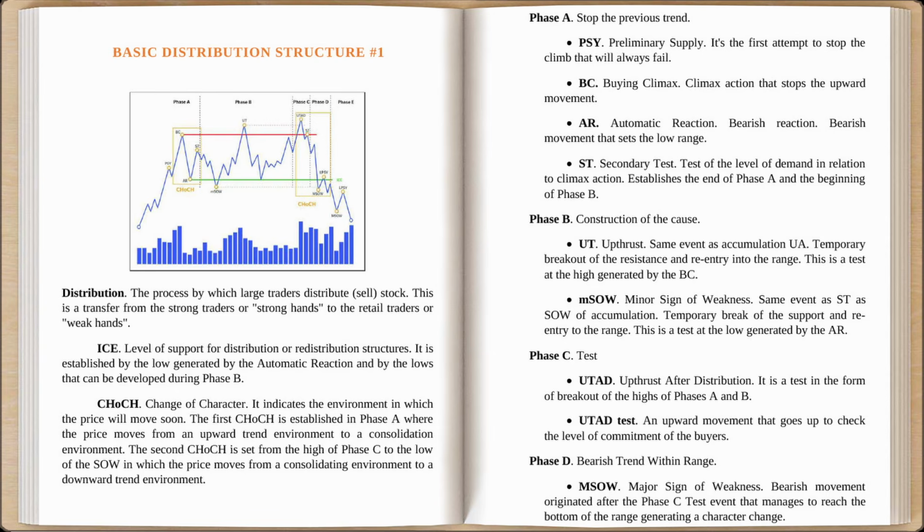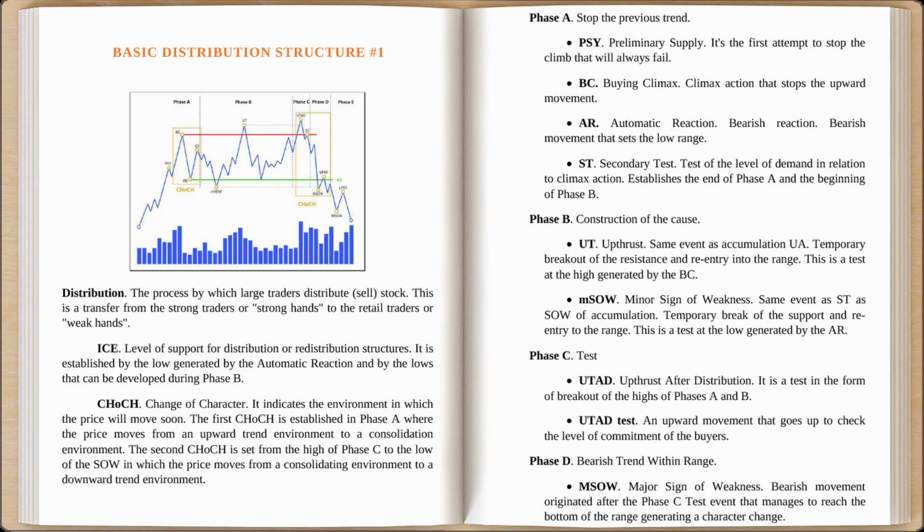Buying climax action that stops the upward movement. AR, automatic reaction, bearish movement that sets the low range. ST, secondary test of the level of demand in relation to climax action, establishes the end of Phase A and the beginning of Phase B.